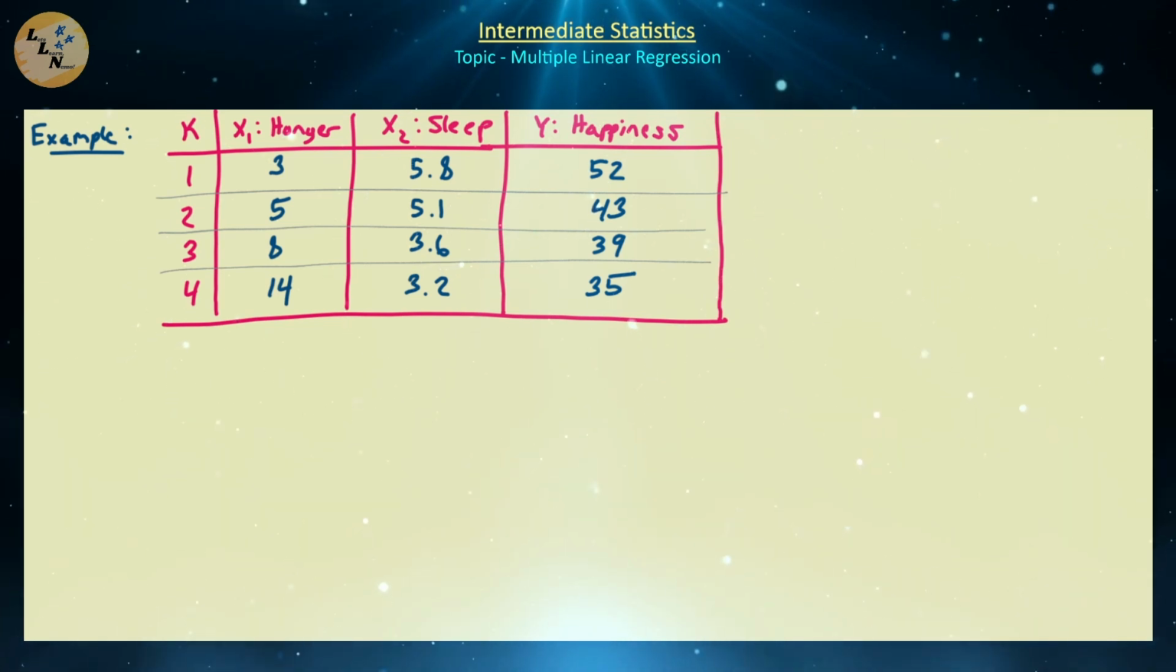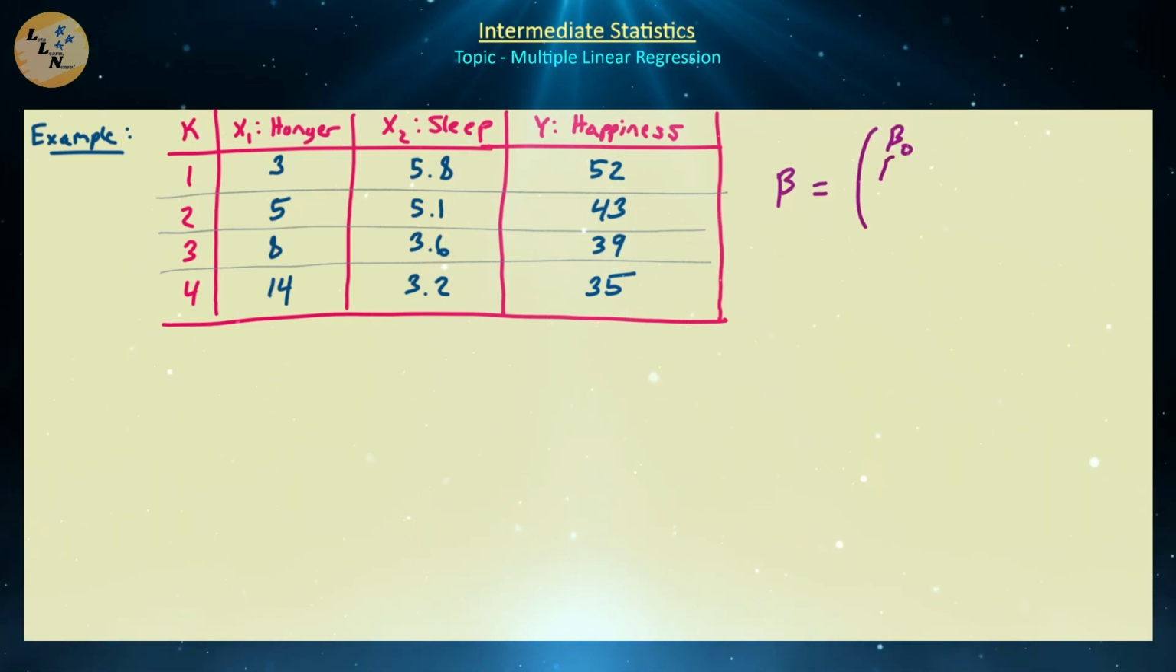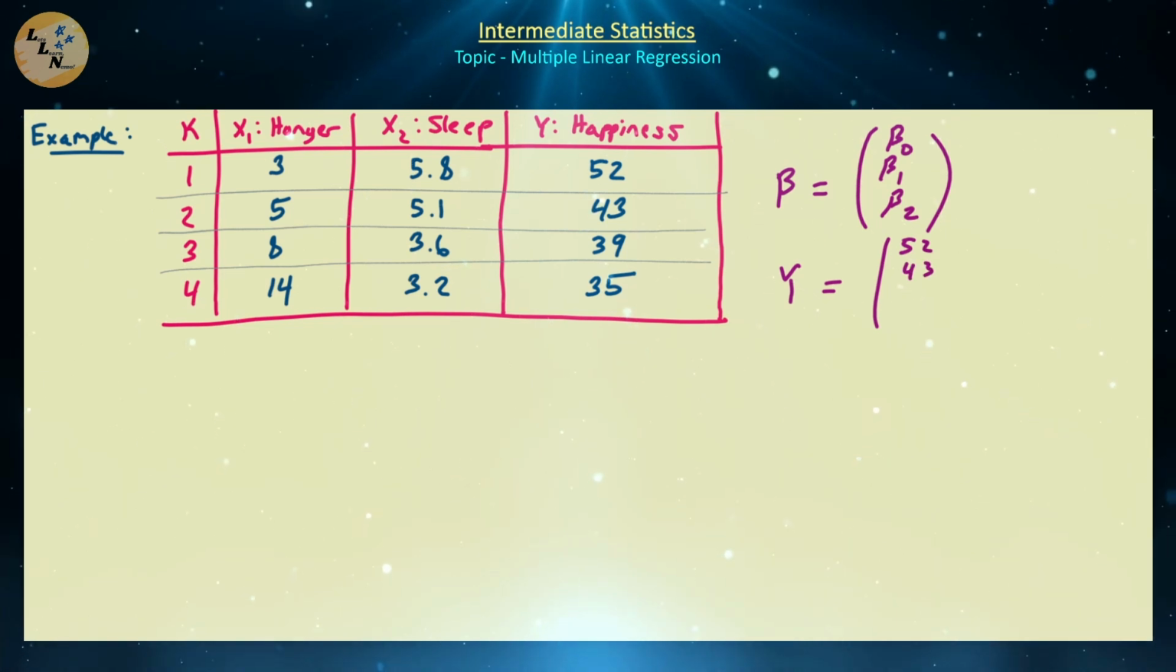So the first thing that we need to do is define our y, x, and beta vectors. Since we have x1 and x2, we have 2 predictors. That means our model is going to have 3 coefficients, beta 0, beta 1, and beta 2. So our beta vector is going to be the 3 by 1 vector, beta 0, beta 1, and beta 2. And our response vector y is going to be equal to 52, 43, 39, and 35. And let's assume that we keep in this order.